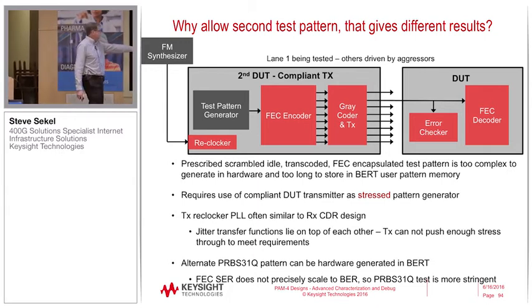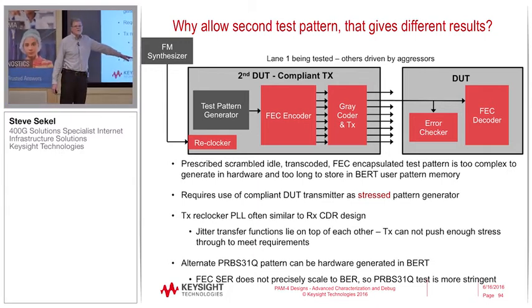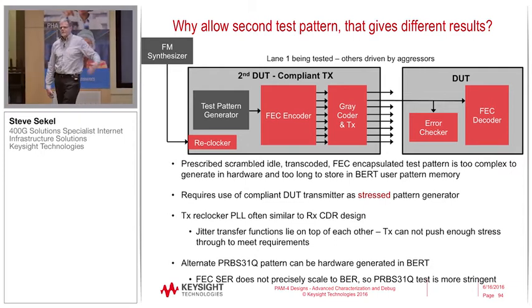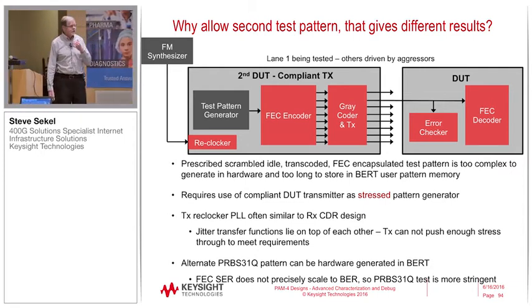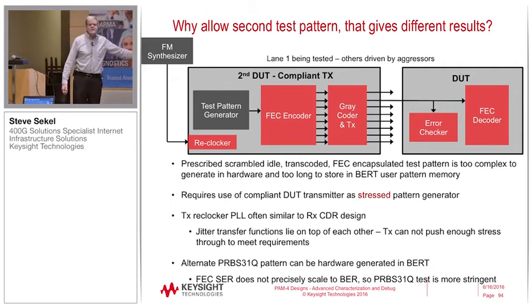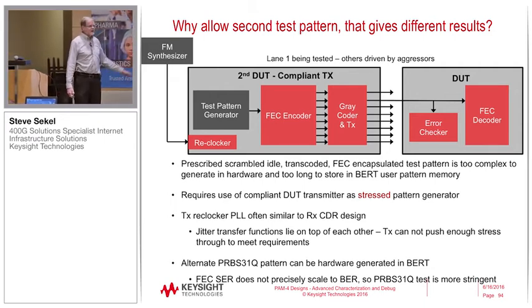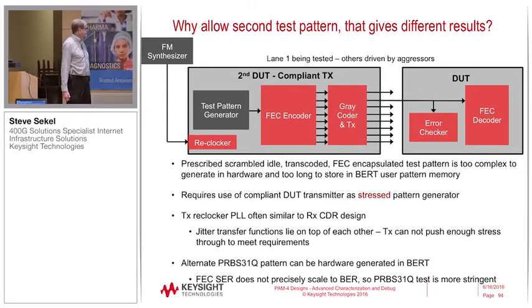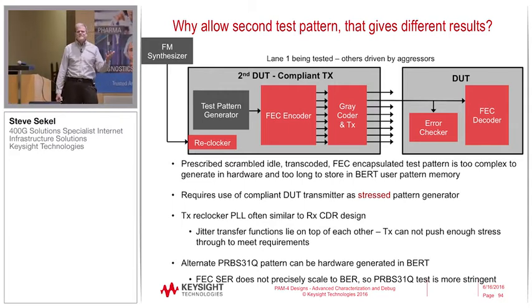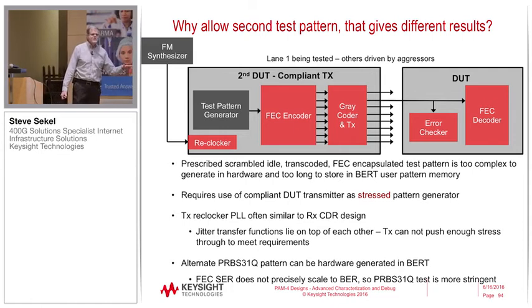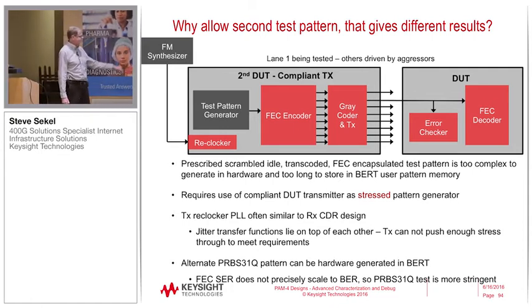So this pattern you can generate with a BERT. This isn't a problem because this can be hardware generated. So it gets by the problem with all the scrambling and encoding. But it does give a different test result because of the fact that we're not measuring it with all the transcoding stuff. So yeah, it does not scale precisely. So it gives you a slightly more stringent test. And it even states that in the standard. The wording in the standard says that this result will give you a slightly more stringent test.